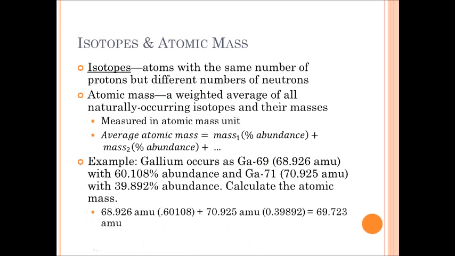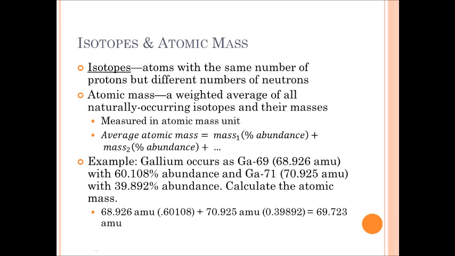Now, we have an idea known as an isotope, and these are atoms that have the same number of protons but a different number of neutrons. And the way that we calculate the atomic mass, which is the number that's given on the periodic table, is that it's a weighted average between all of the naturally occurring isotopes and their masses.